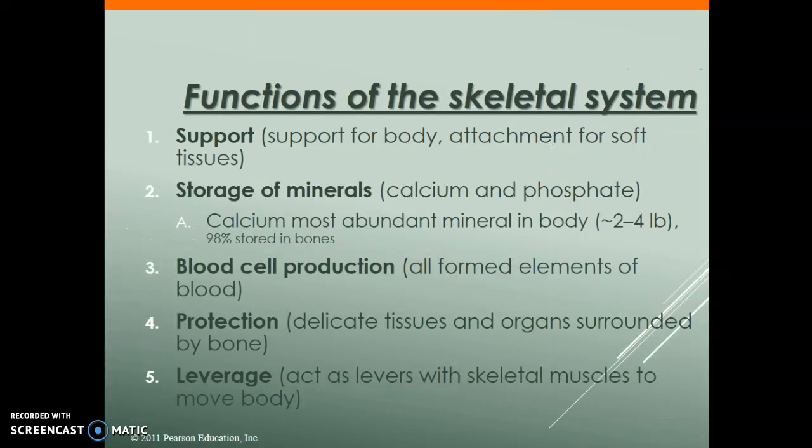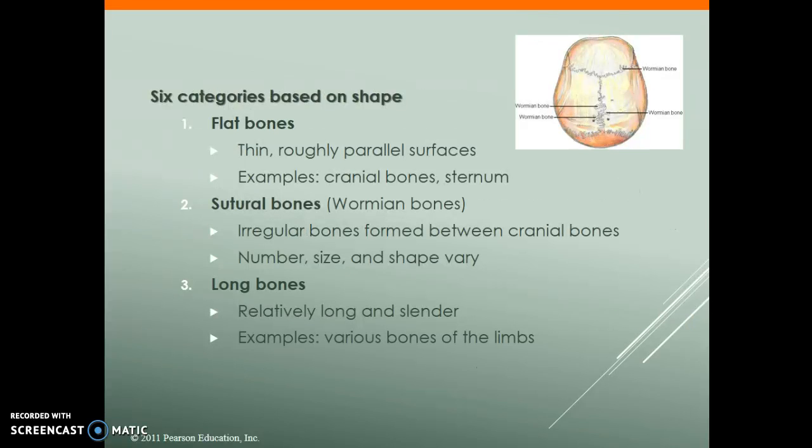There are a lot of functions of the skeletal system, obviously support, storage of minerals in the form of calcium and phosphate, red blood cell production in the red bone marrow, or all cells are produced in the bone marrow. Bones protect organs such as the cranium protects the brain, the ribs protect the heart and lungs, leverage with skeletal muscles to move the body. We categorize these bones on shape.